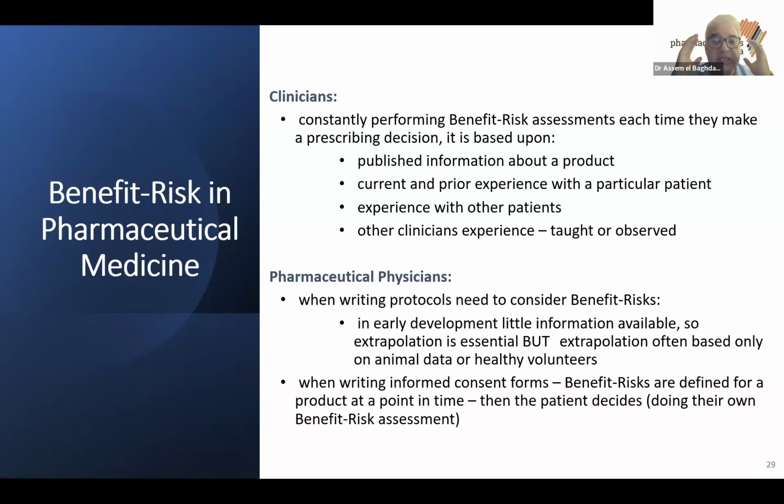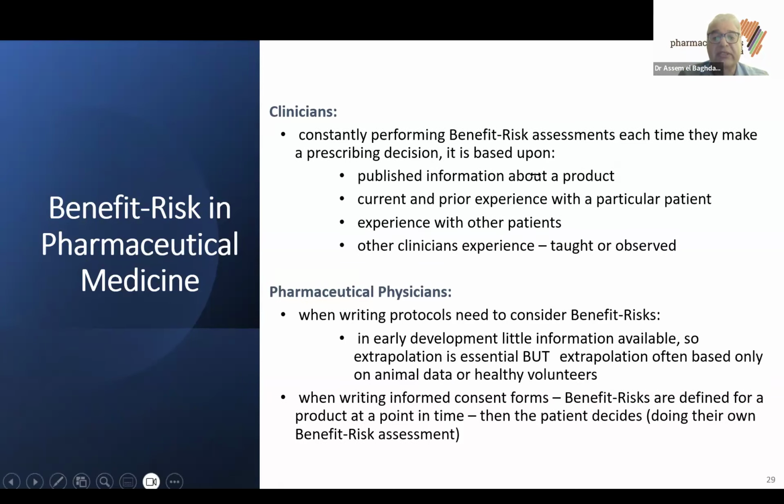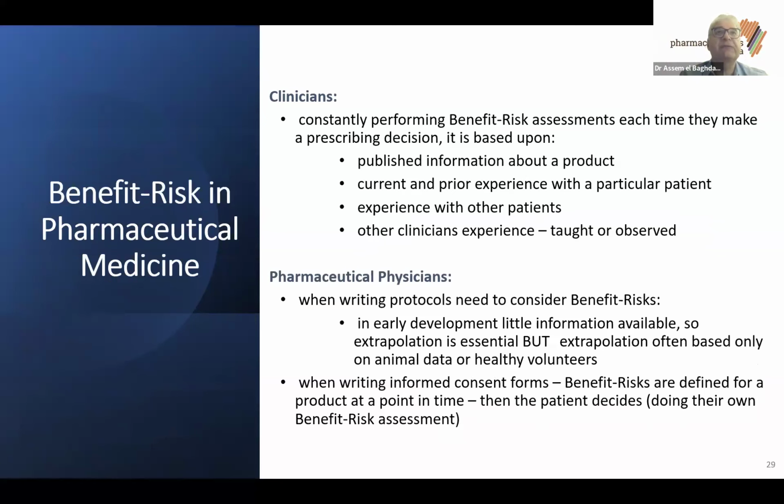For pharmaceutical physicians like myself and Peter, when we sit to write a protocol, we need to consider this in our head, always. And in early development, we don't have information. The only information we have is coming from the lab and from animals, for example. And when I say animal, it has to be the proper animal, one that you can extrapolate to human. This is very important. And this depends on the disease model and on the mode of action of that product.